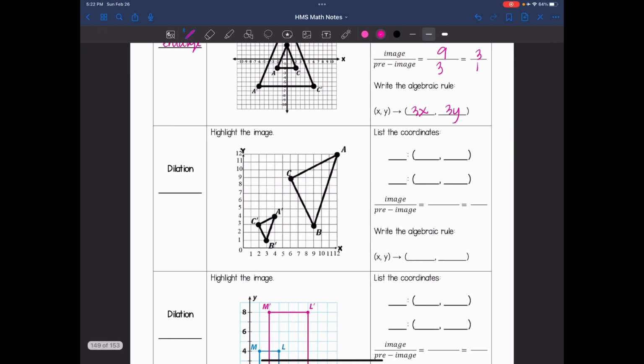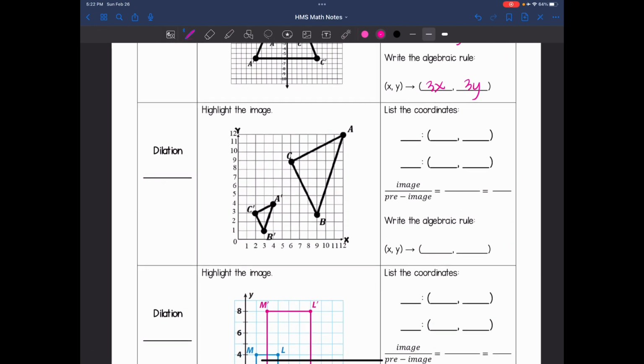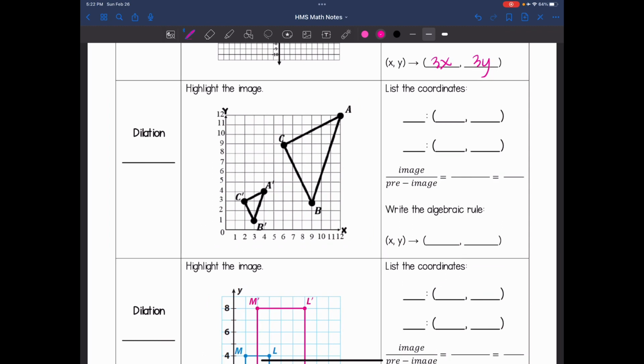And I'm willing to bet by then you'll be able to do this on your own, with ease. So with this one, I have triangles A, B, C, and triangle A prime, B prime, and C prime. And I see that from big to small. Therefore, this is a reduce. It's getting smaller. It's shrinking. And I'm going to just choose A, because that's the first letter, A and A prime. And A is at 12, 12. And A prime is at 4, 4.